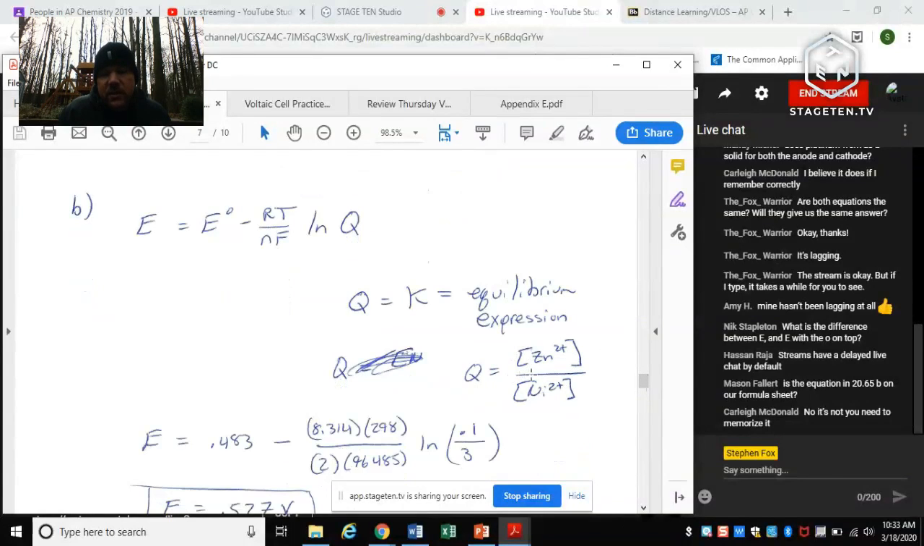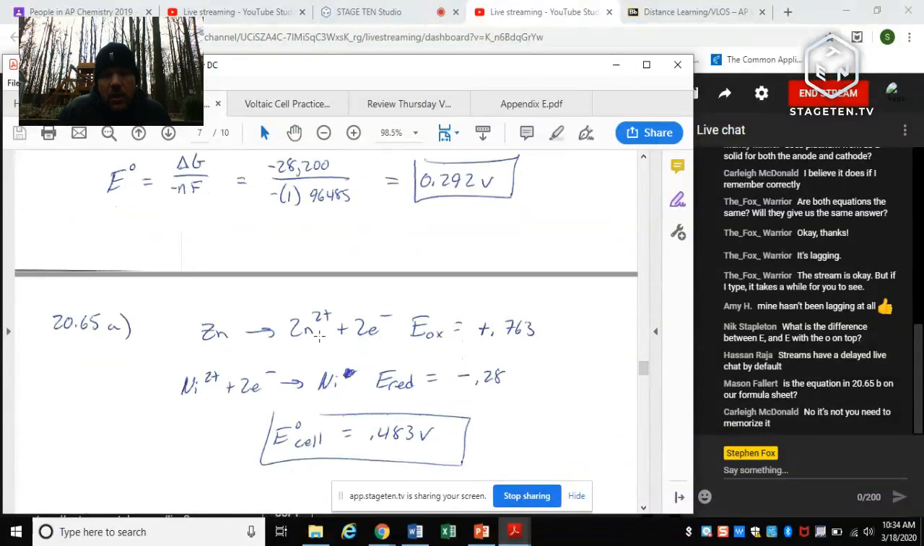So notice Q in this reaction would be the zinc ion concentration over the nickel 2 plus concentration. Now I didn't write out the full reaction, but zinc 2 plus ions are a product, nickel 2 plus ions are a reactant, and remember the equilibrium constant is products over reactants, and you don't include the zinc or the nickel here because those are solids, and we never include those in the equilibrium expression to begin with. So the equilibrium expression K for this reaction would be K equals the concentration of zinc ions divided by the concentration of nickel ions. Okay, well, that's what Q is equal to.